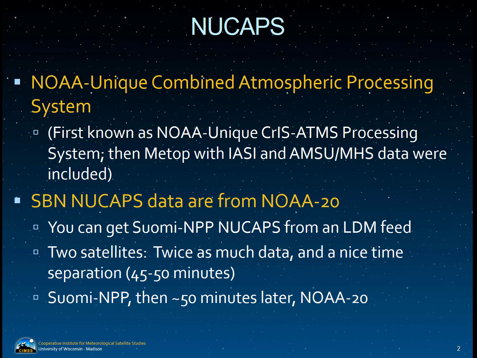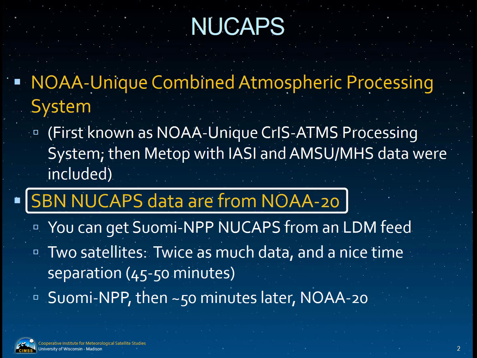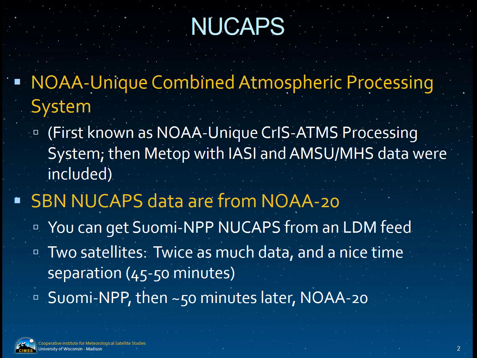If you want to know a little history, it was first the NOAA Unique CrIS ATMS processing system when it only looked at data from Suomi NPP or from NOAA 20. But then MetOp with IASI and AMSU and MHS data were included in the NUCAPS processing. The SBN feed in your AWIPS only supplies NOAA 20 NUCAPS data. You can get Suomi NPP NUCAPS data from an LDM feed. There are plans to make that easier.